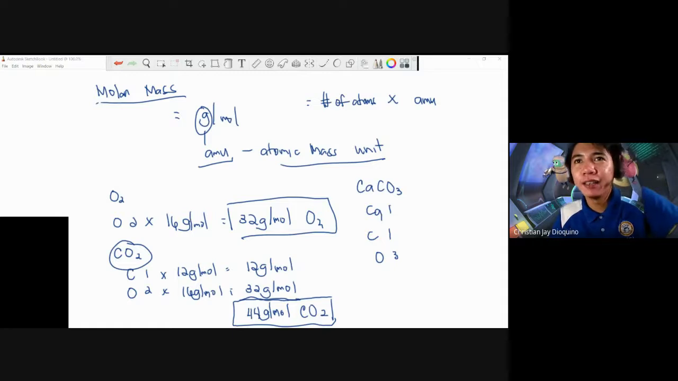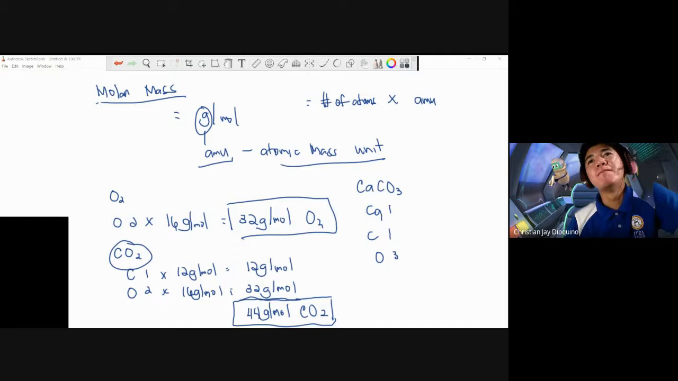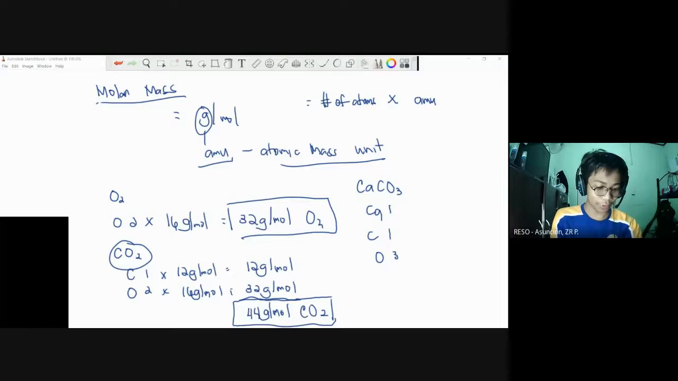Other hands, aside from these three? Sige, Renzo. Sagot na lang po ba, pati po yung solution?